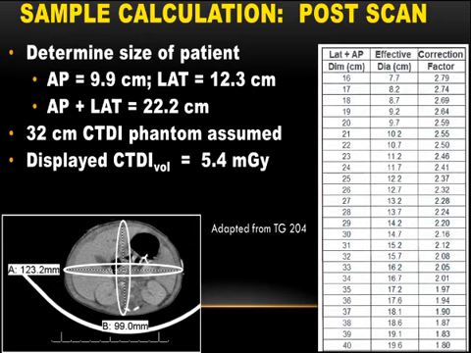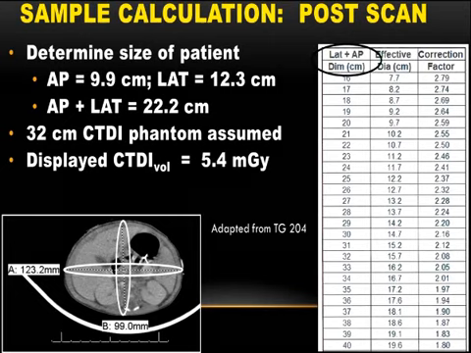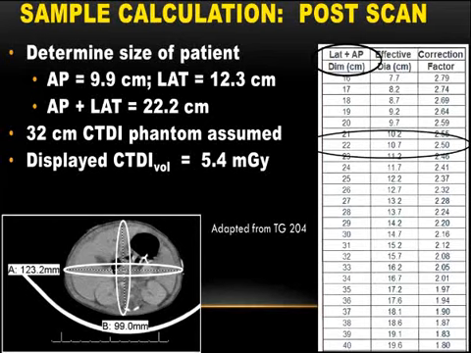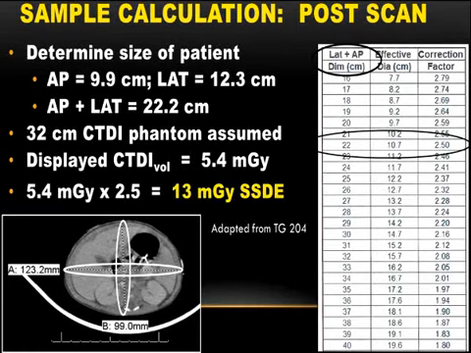was 5.4 milligray. I go to the right table in the report, and you notice here I'm using the table that sums the lateral and the AP dimension. I go down to 22 centimeters, which is the sum of the AP and the lateral, and I get a correction factor of 2.5. And in this case, we see that my SSDE is 2.5 times greater than the CTDIvol. It's about 13 milligray.